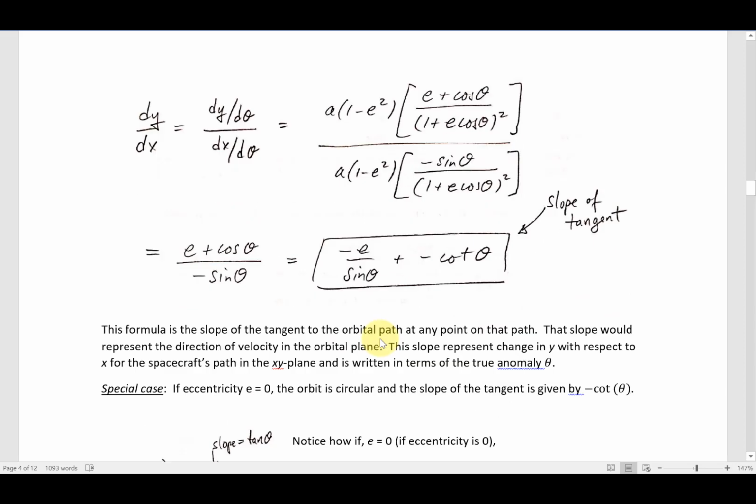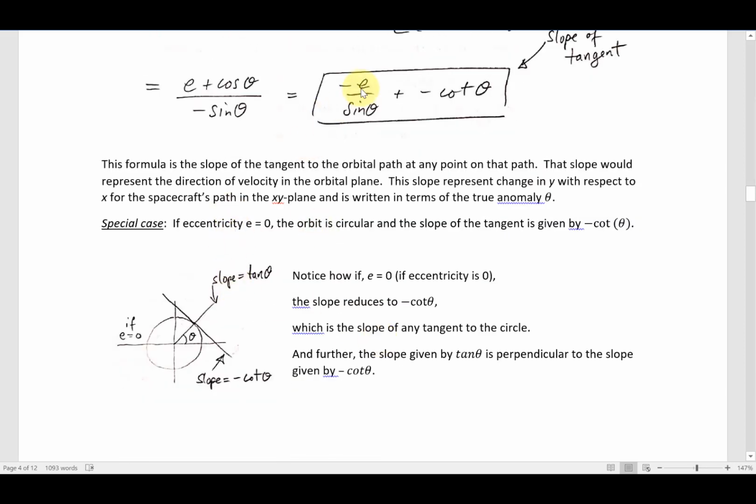So that's the slope of the tangent. What's kind of neat, a special case: if the eccentricity was 0, the orbit is circular, and the slope of the tangent to a circular path is given by, well, if e is 0, this cancels out, you get negative cotangent theta. Right, so this is a circular orbit, a circle, and that's the true anomaly theta. And as that rotates around, this line here has a slope that's equal to the tangent of theta, and this is perpendicular. Its slope is negative cotangent theta. So negative cotangent theta gives you the slope of a tangent to the circle as a function of that angle theta.